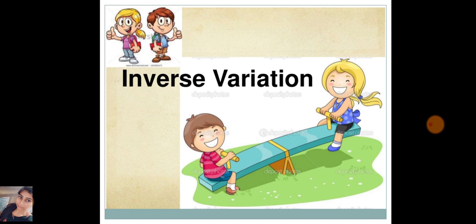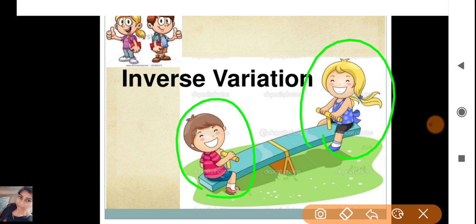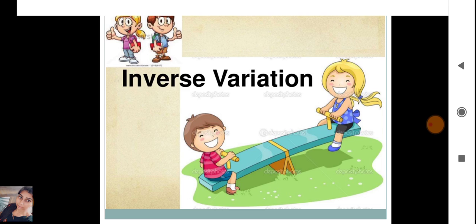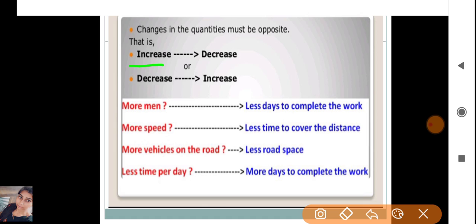As you can see in this seesaw, if one person goes up, the other will go down, and if one goes down, the other will go up. So we can see that if the height of one increases, the height of the other goes down. Again, an increment of one means a decrement of the other, and a decrement of one means an increment of the other. That means they are actually opposite.